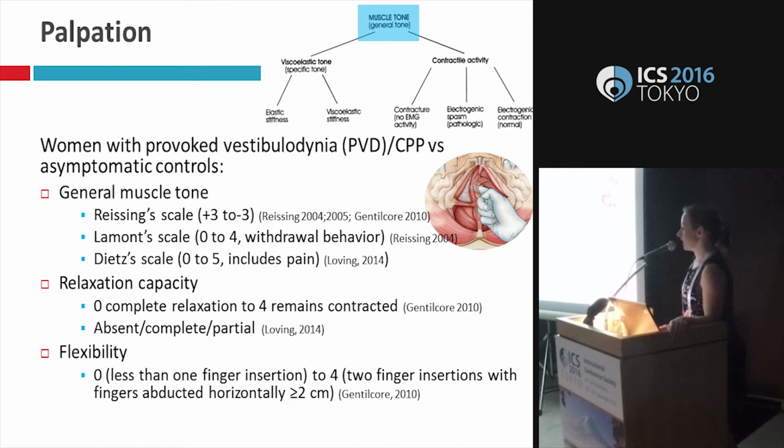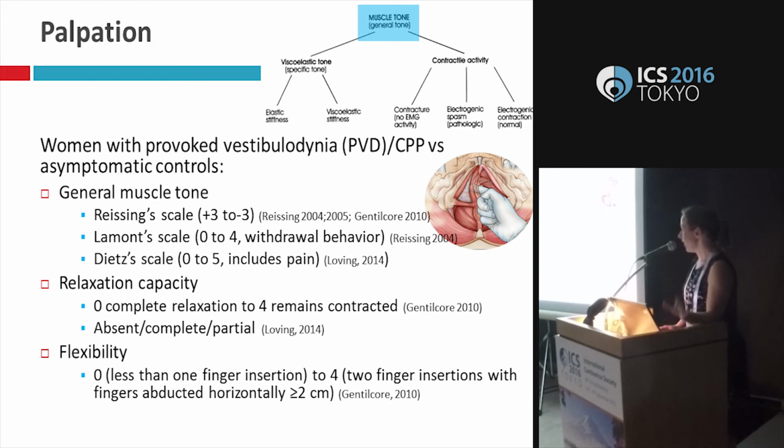There are also other scales like the Lehman scale and the Deet scale, but these scales are combined with behavior, like withdrawal behavior, or when there's pain it's automatically one grade. So these are less relevant for us because it's not only muscle that is assessed with these scales. There are also some studies showing the psychometric properties of evaluating the relaxation capacity: complete relaxation 0 to 4 if the muscle remains contracted. This kind of scale also showed good test-retest reliability. We can also grade absent, complete, or partial relaxation.